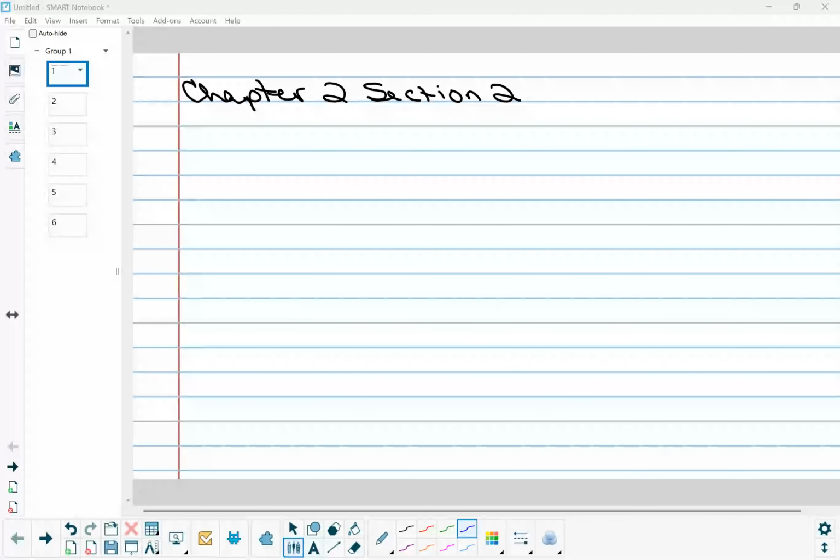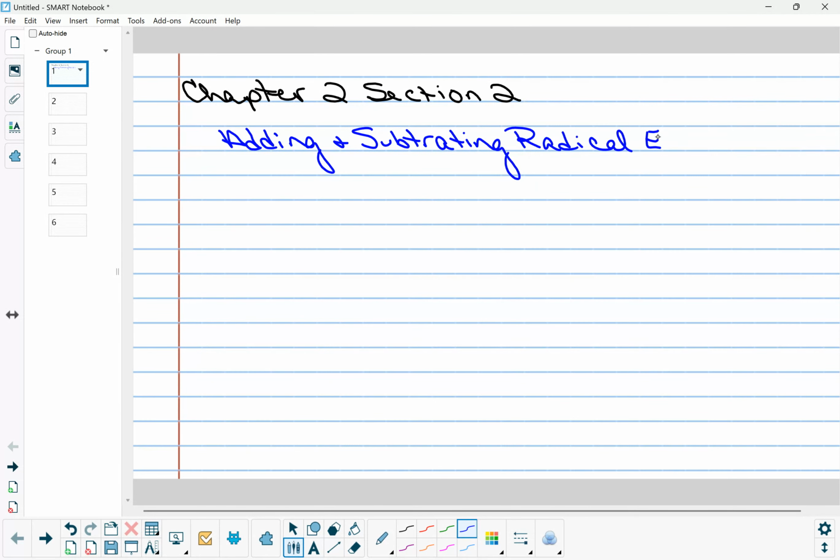Okay, hi, this is Chapter 2, Section 2, and what we're talking about here is adding and subtracting radical expressions. Okay, so there's something that you need to know probably before we start doing this.